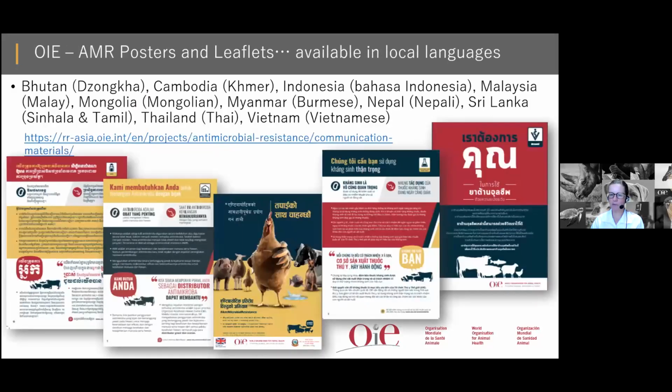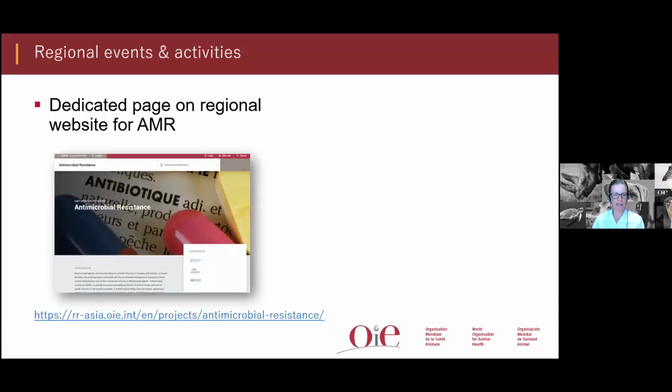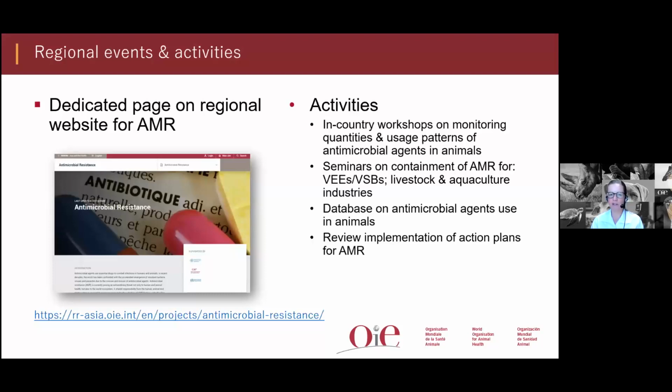So a lot of the materials that I mentioned earlier are available in various languages, and these are all available on the website. So again, trying to reach different stakeholders usually means that we need to have the message available in an accessible manner. We do have a dedicated page on our regional OIE website for antimicrobial resistance. And in particular, this has a lot of information, not just about the awareness materials, but also activities.